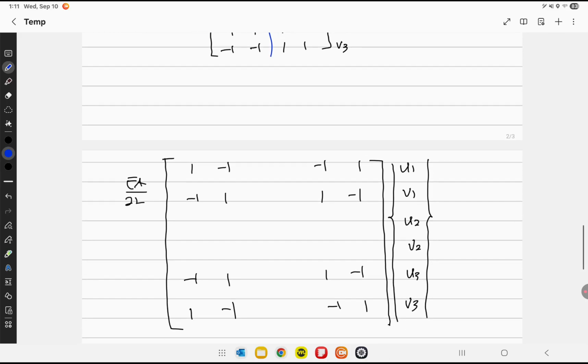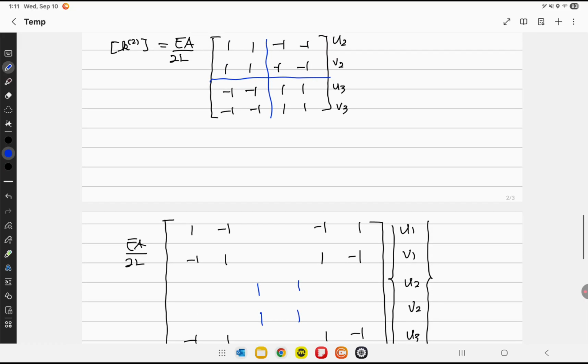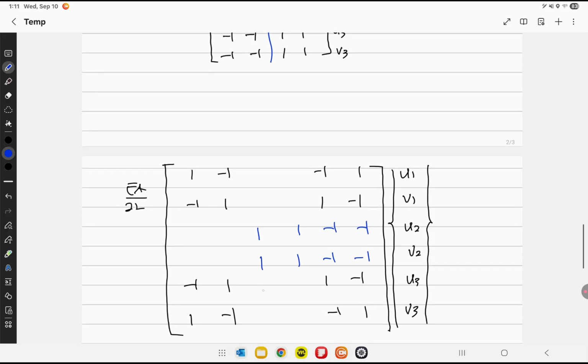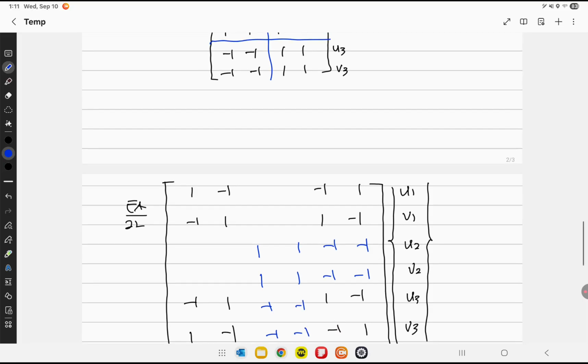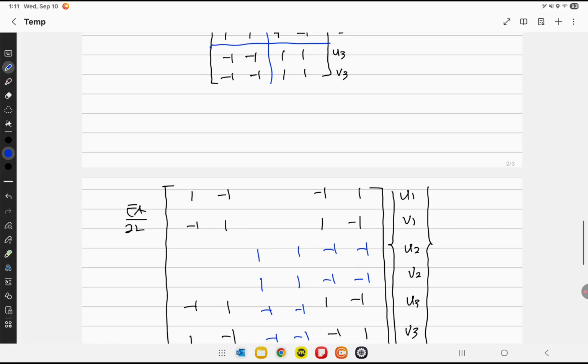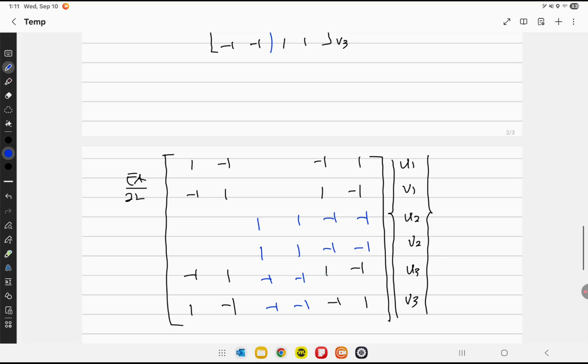1, 1, 1, 1. 1, 1, 1, 1. This is 2. And the 3 is negative 1, negative 1, negative 1, negative 1. The last one, and the lower one, negative 1, negative 1, negative 1, negative 1. And then the lower right corner is positive ones. So you add. If there are numbers, then you add.